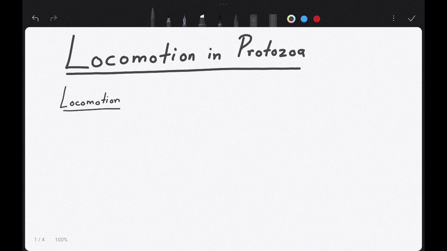Locomotion is moving from one place to another in search of food, shelter, or a mate, or to protect itself from its predators. So organisms move from one place to another. This phenomenon is known as locomotion. Similarly, locomotion is found in Protozoa.